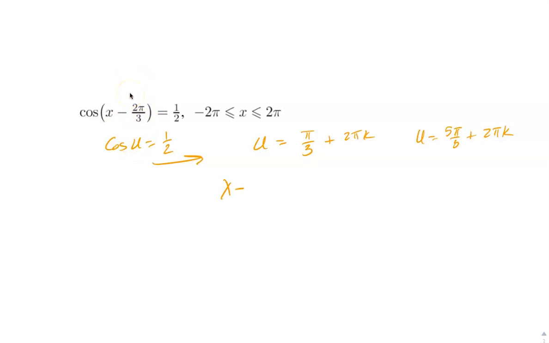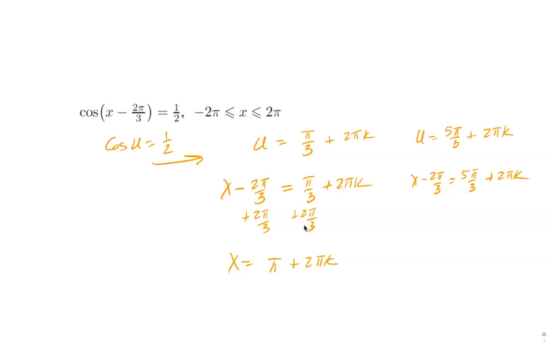So it's actually x minus 2 pi over 3 equals pi over 3 plus 2 pi k. And same thing here, x minus 2 pi over 3 equals 5 pi over 3 plus 2 pi k. And then to solve it a little bit, add 2 pi over 3 on both sides. In this case, I get x equals pi, so I just get 3 over 3, which is also known as pi, plus 2 pi k. And on this side, I would get 7 pi over 3 plus 2 pi k.